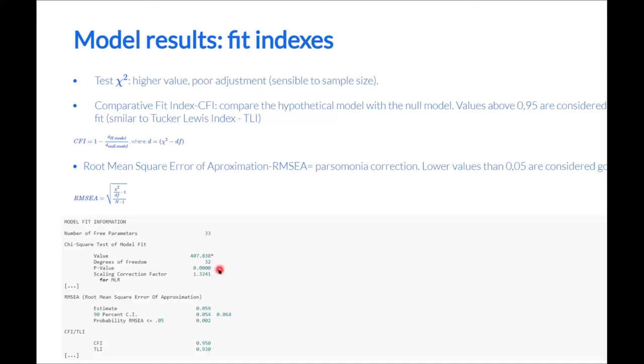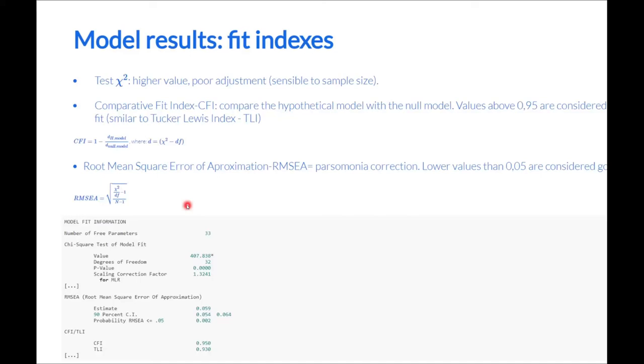And that happens a lot, because chi-square is very sensitive to the sample size. In this case, we have 3,000 more cases. Because of that, a lot of different fit indexes were developed.